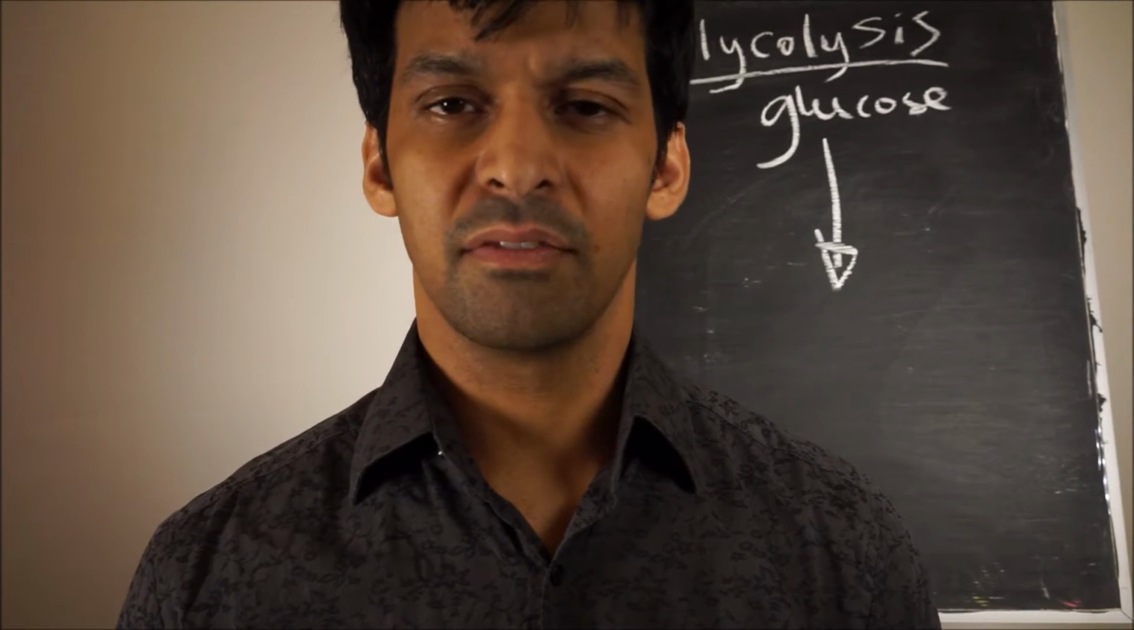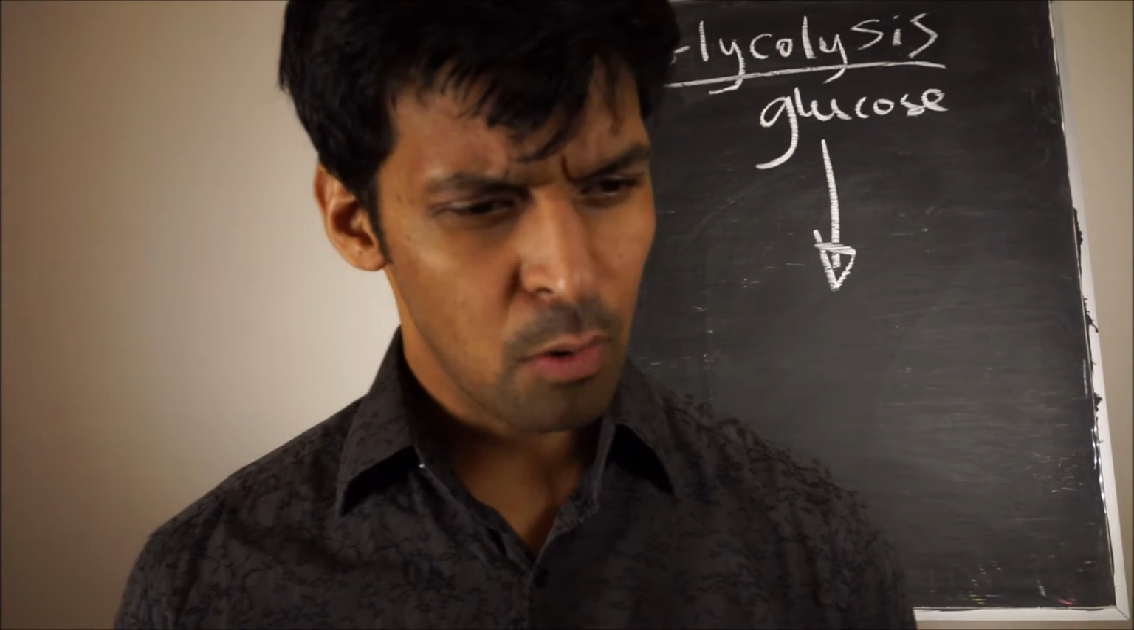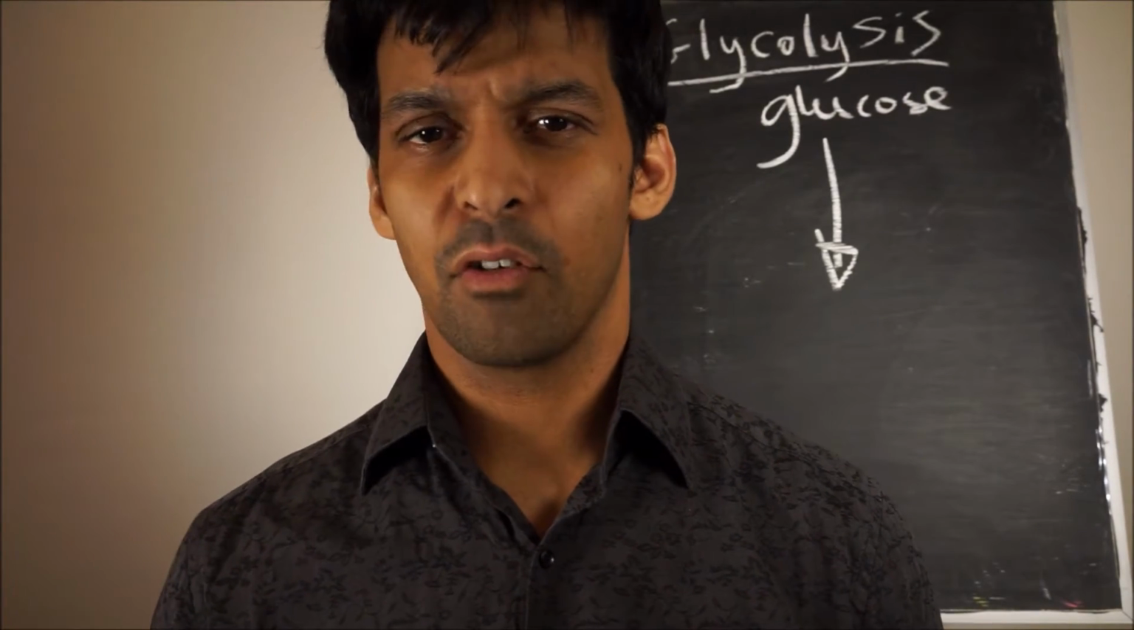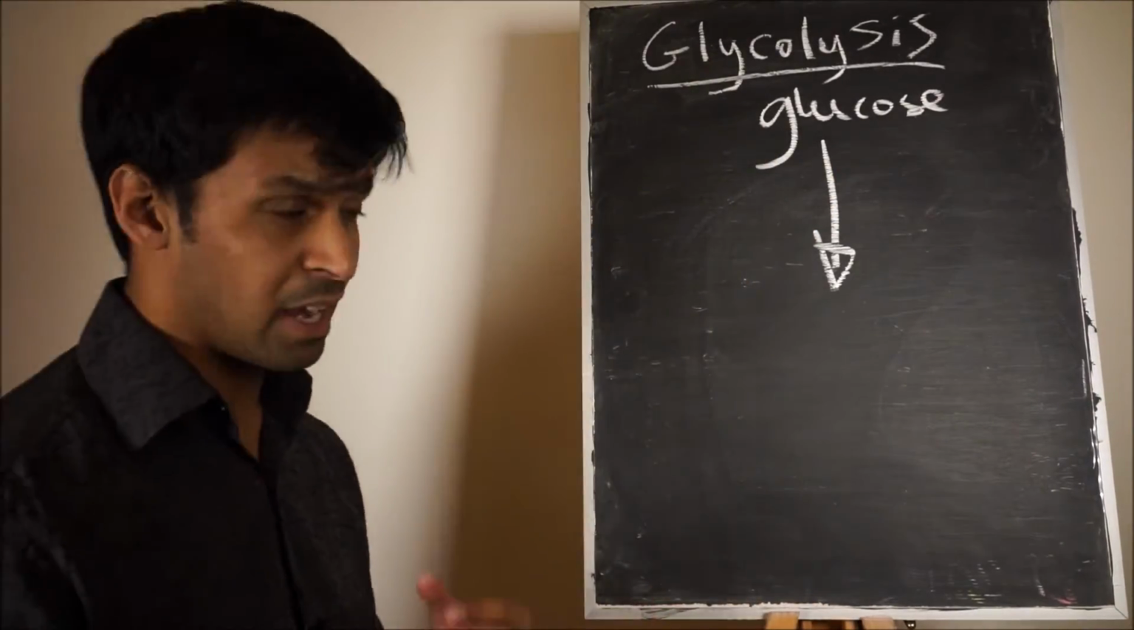Pyruvate itself gets converted into something called acetyl coenzyme A. Now the name coenzyme suggests that it's a non-protein compound that is required for biological activity. Okay, so anyway, let's have a look at what happens during glycolysis.